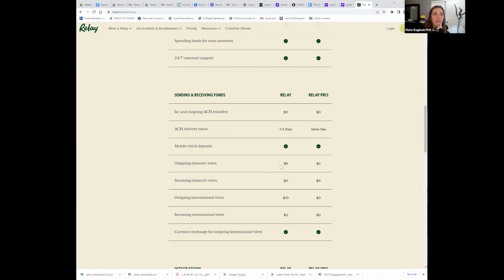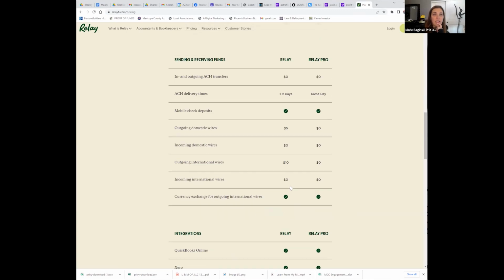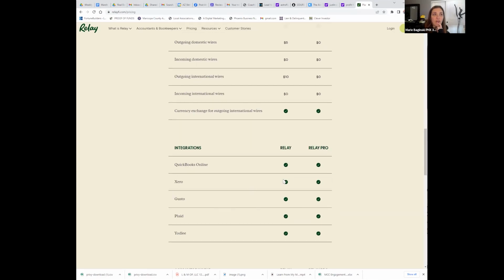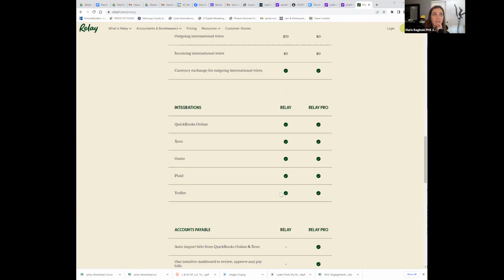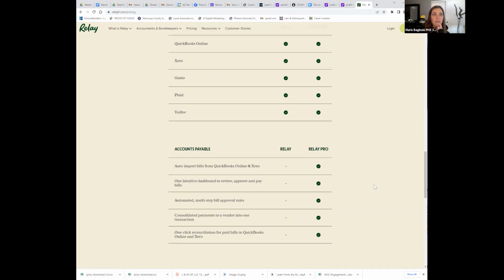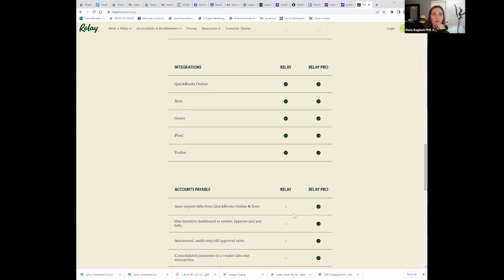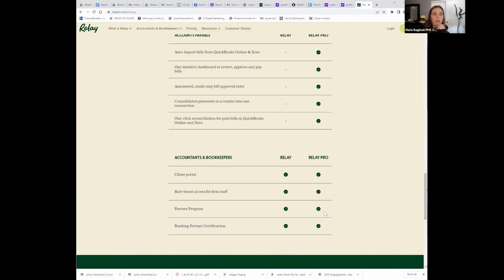So yeah, they do have a couple of fees for outgoing wire transfers. Incoming wire transfers are free. They integrate with QuickBooks, Xero, Gusto, Plaid, so a lot of the major accounting software they will integrate with. This is the only thing, accounts payable, but we don't pay through QuickBooks. We're paying everything directly through Relay anyway, so we don't really need that integration. So it didn't make sense for us to pay for the Pro account.